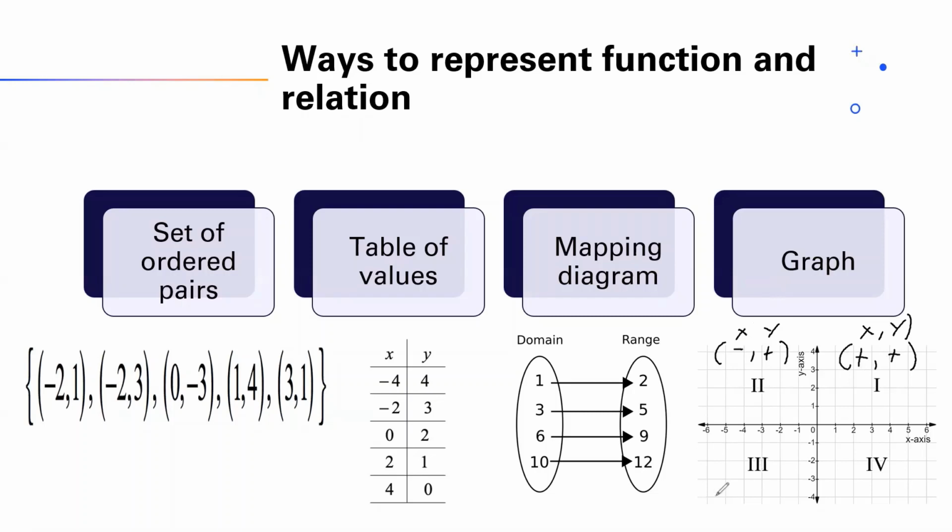are positive. For quadrant 3, the value of x is negative and the value of y is negative. So x is negative, y is negative. X moves to the left, negative, y moves down, negative. For the fourth quadrant, the value of x is positive and the value of y is negative. X moves to the right, all numbers to the right are positive, y moves down, all values going down are negative.